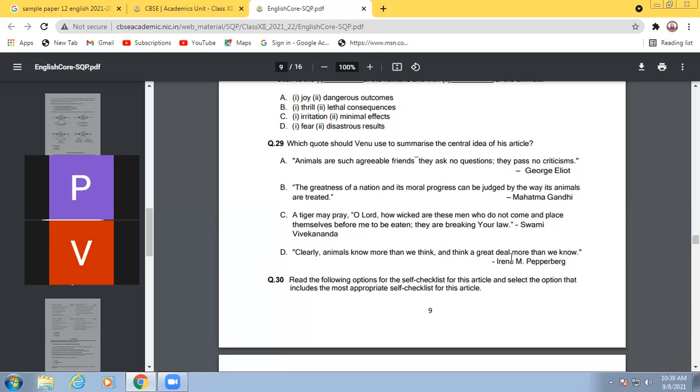So, out of these four options, which one can be taken as a concluding statement of the article? So that is option B. Why? Because here it is about the good treatment that should be given to the animals. They should be treated well. It is a positive question, isn't it?